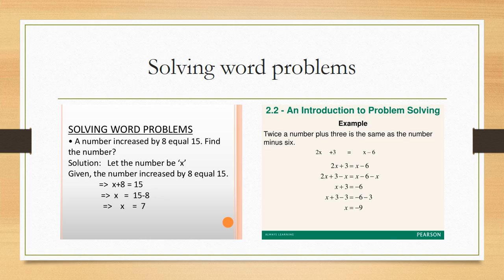Another example: twice a number plus 3 is the same as the number minus 6. 2x plus 3 is equal to x minus 6. Bring x to the left hand side and constants to the right hand side. So 2x minus x is equal to minus 6 minus 3. So we get x is equal to minus 9.